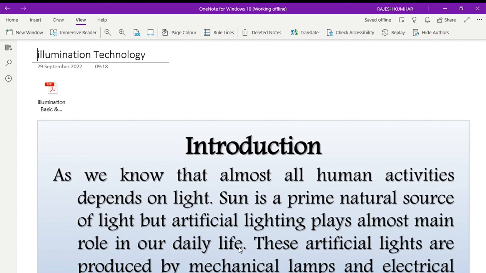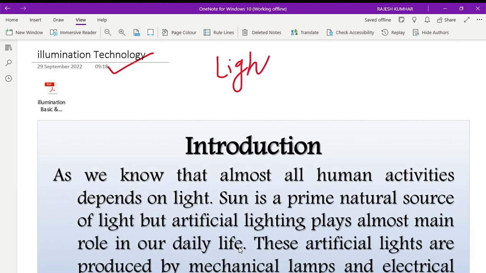Today I am going to discuss a very important topic for your semester examination as well as from the competitive examinations point of view: illumination technology. Before starting this subject, first I will introduce what is light.